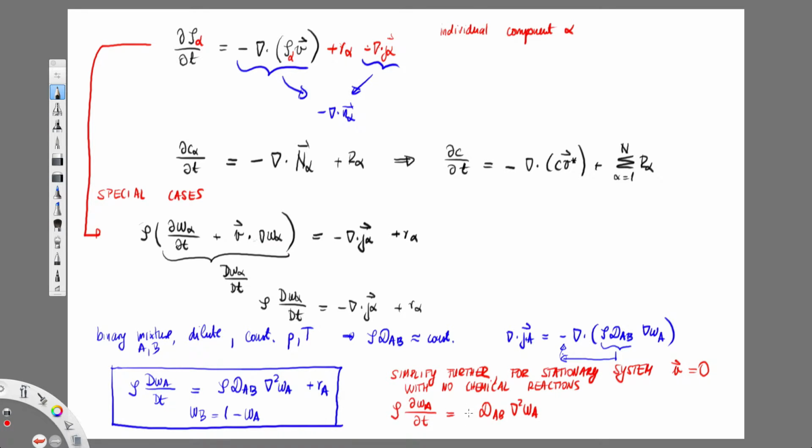So rho, of course, I can divide by rho. Do we recognize this equation? Which type of equation is this? It's a heat equation. So heat equation is omnipresent. It's also Fick's second law. And we will bump into this equation all over again.